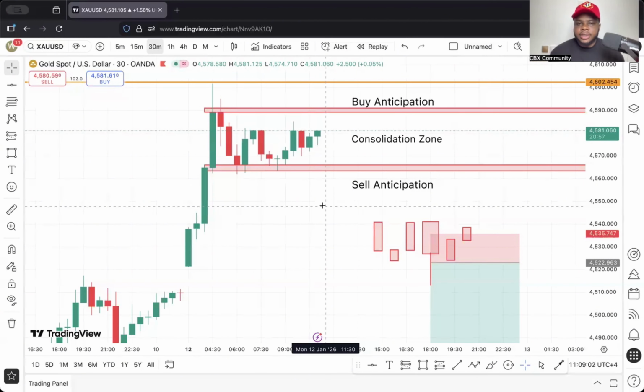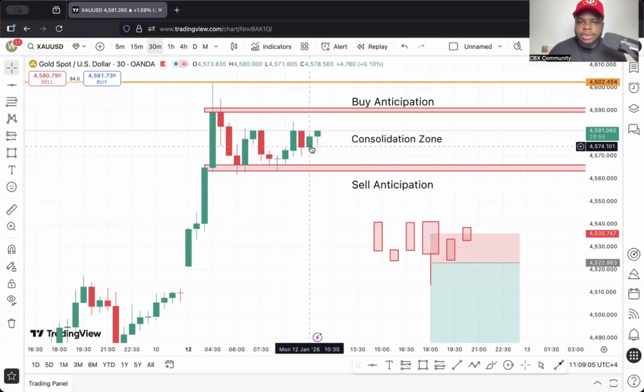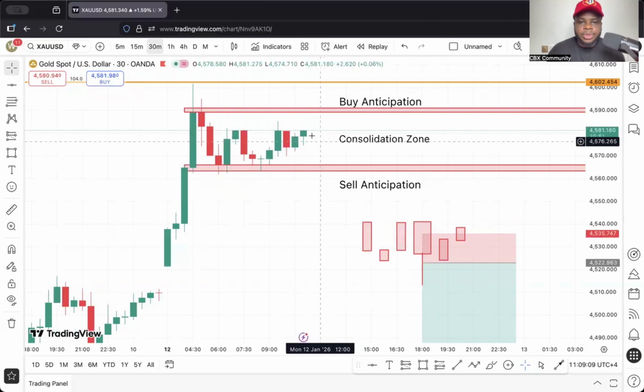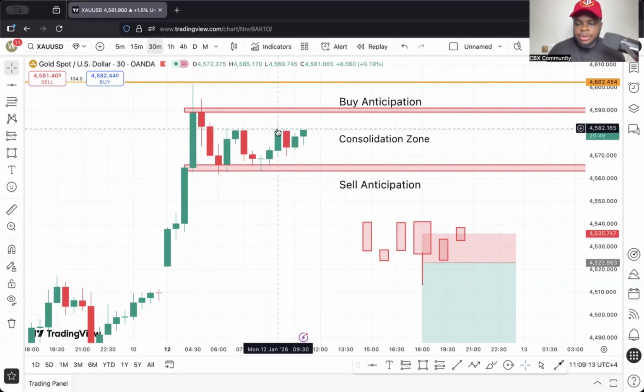So this recent candle has broken the high of this bullish candle. So let's see what this candle wants to do. If this candle will continue to break the high of this bullish candle over here, but it has broken the high of this bearish candle. So let's see what the candle wants to do.